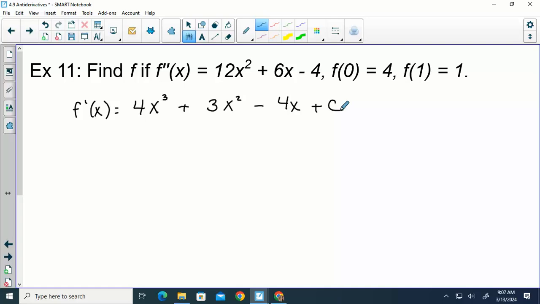So now let's go to the original function. What would be the antiderivative of 4x to the third? You would have to take it times 1/4. 1/4 times 4, which would just be x to the 4. Do I need to write out that step with the 1/4 times 4? You guys sure you know where I'm getting it?